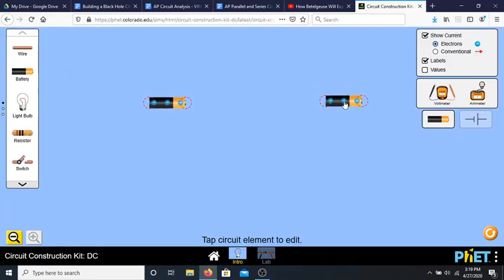Literally pick up 2 batteries. Make one where there's only 1 light bulb in it, another one where there's 2 light bulbs in it, and it's a series circuit. So pause this video, take a couple minutes, however much time you need, and then come back.